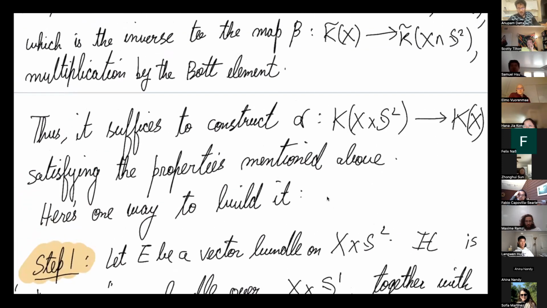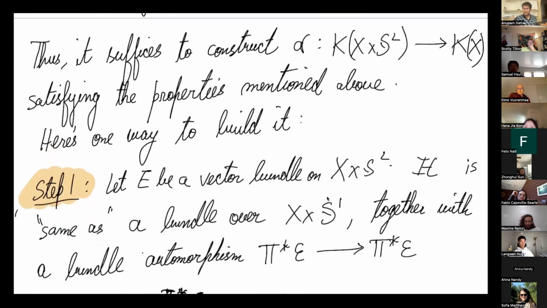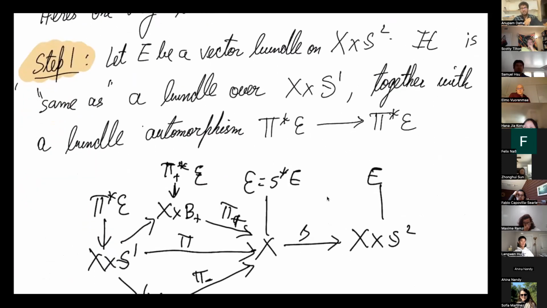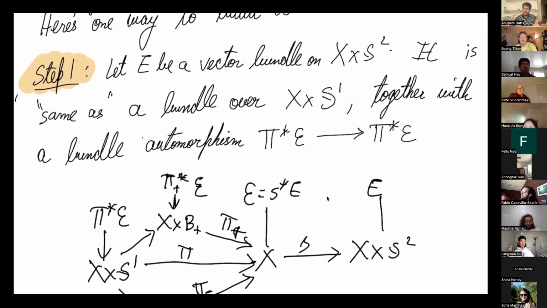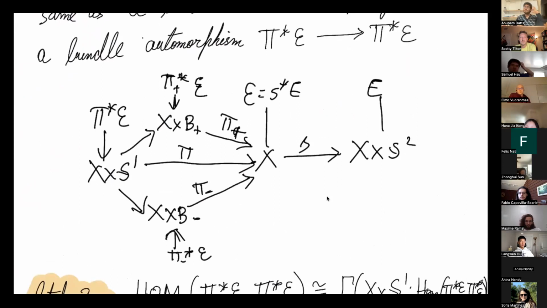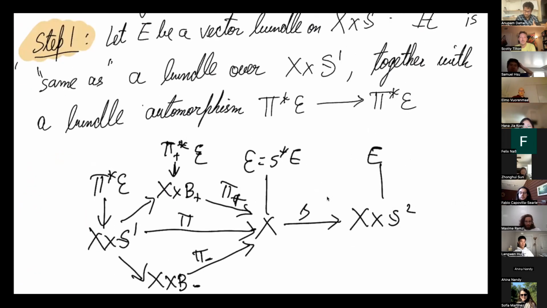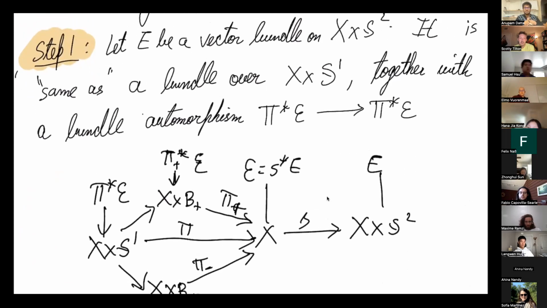So let me give you a sketch as to how you can construct this map alpha. It will be 5 steps. First of all, note that if you are given a vector bundle on X cross S2, then by some clutching construction, or maybe generalized clutching construction as is mentioned in some references online, you can get that this data is the same as giving a vector bundle over X cross S1 together with a bundle automorphism of the corresponding pullback. I guess this picture immediately says why that is the case, if you believe that a vector bundle on the sphere is nothing but a homotopy class of maps from S1 to GLn. Okay, so this is the first reduction, where we translate the data of a vector bundle on X cross S2 to the data of a bundle automorphism over X cross S1.